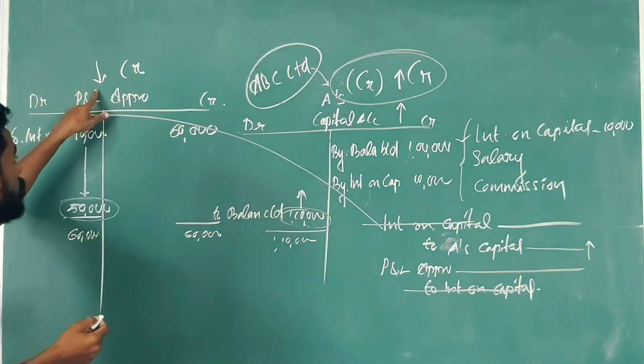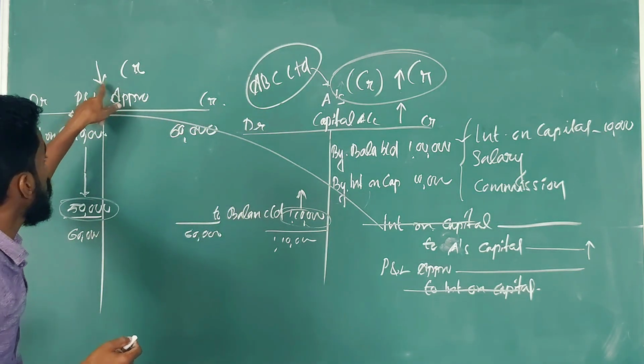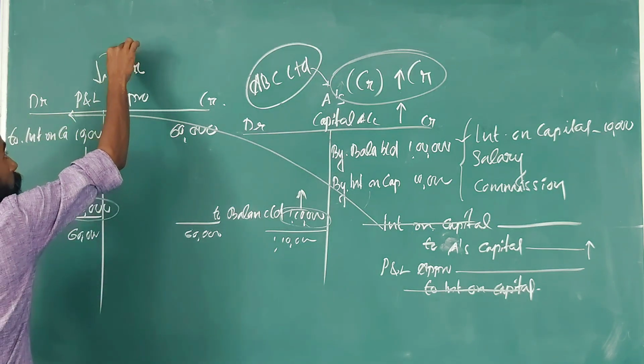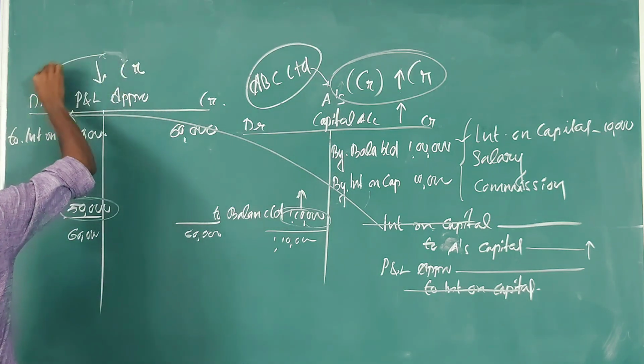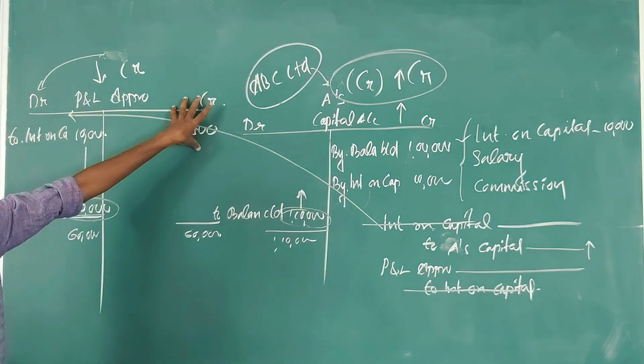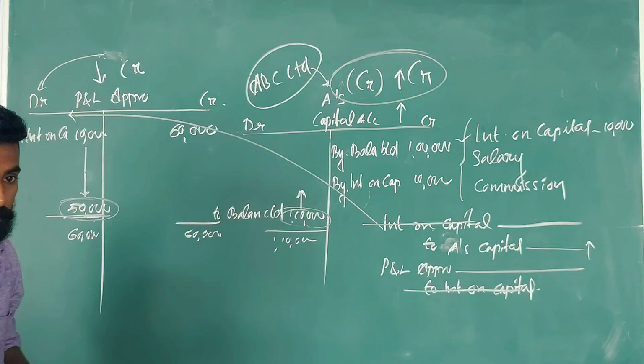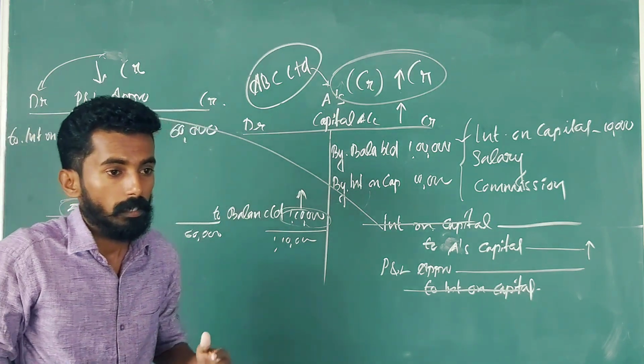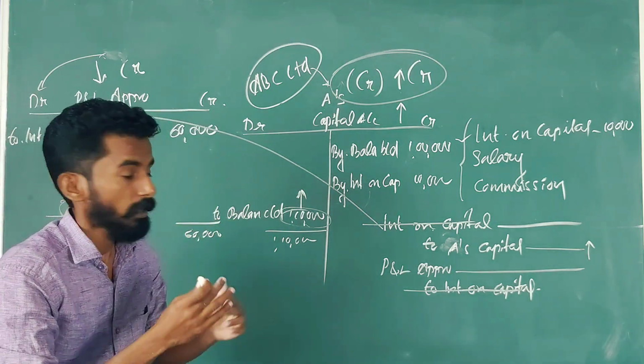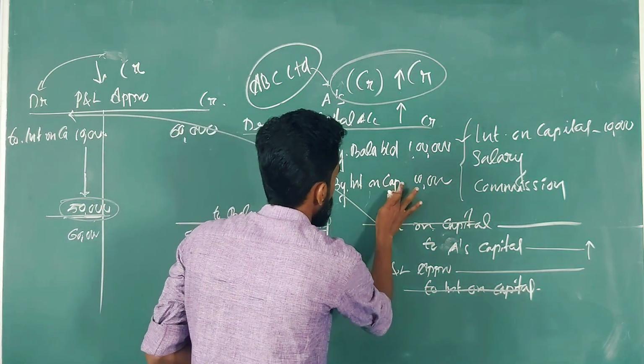Profit shows which balance? Credit balance. If you want to make it go down, we need to debit it. 60,000 was the profit balance. Now it went down to 15,000 rupees. Interest on capital is clear. Same method, you can change only the name. I am just going to change.